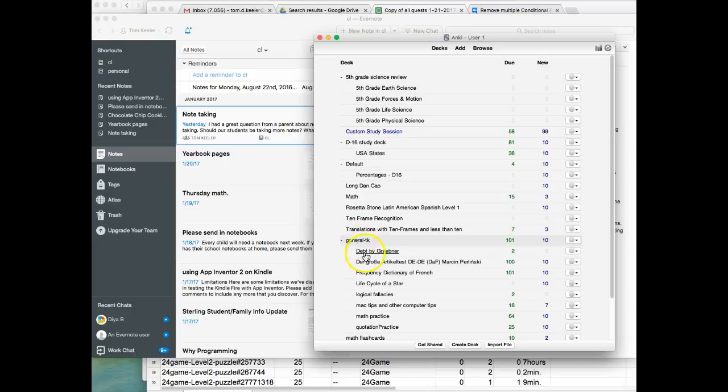Okay, so I'm going to open up my general deck. You can see that there's several sub-decks. So there's some books that I've been reading, some notes I've taken. There's German where I'm practicing the articles. There's some French that I'm working on. Quotation practice, that was how I worked on the Memory Palace for a while.